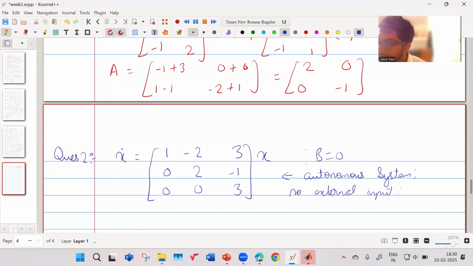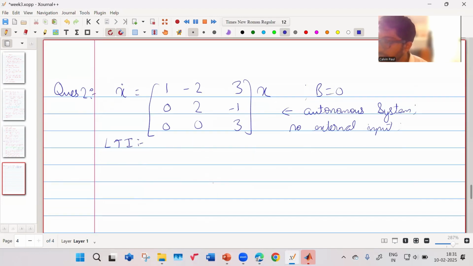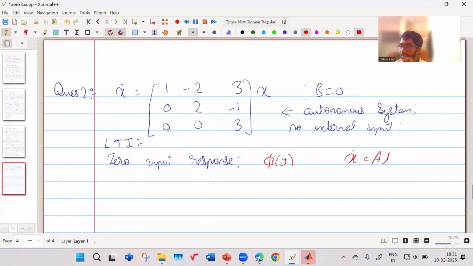Okay, so this is first of all a linear time invariant system, and you've been asked to find the zero input response. So that is basically your phi of t, because you know your x dot is equal to A into x, and your x of t is equal to e raised to A t into x of 0. So that is your phi of t into x of 0.